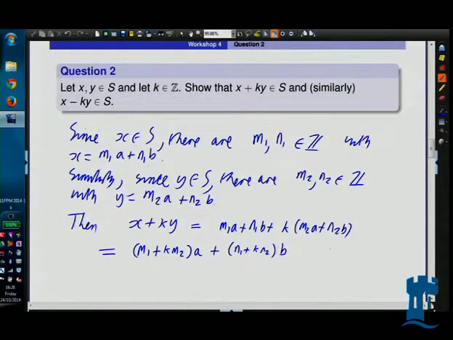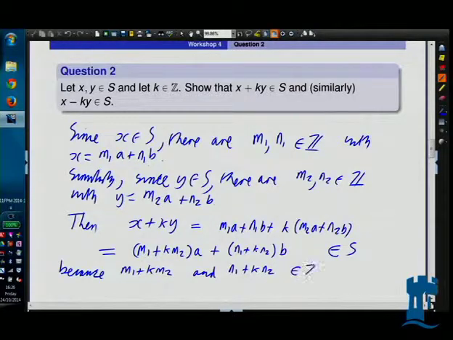which is in S because m1 plus km2 and n1 plus kn2 are integers. Okay? So we've got it in the form integer multiple of a plus integer multiple of b, and they're all in S, so x plus ky is in S. So you can do nice things inside S. In particular, k equals 1 means you can add two things in S and you get another thing in S. But you can add any multiple of anything in S, you get another.